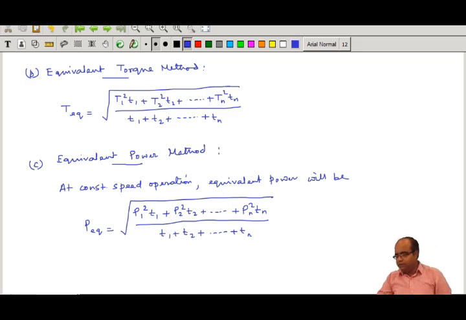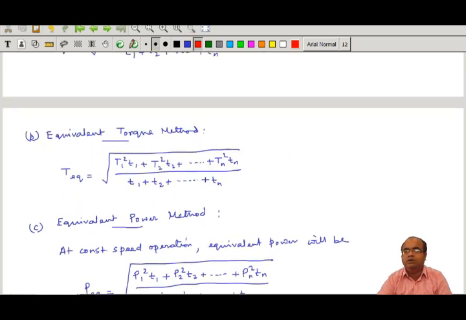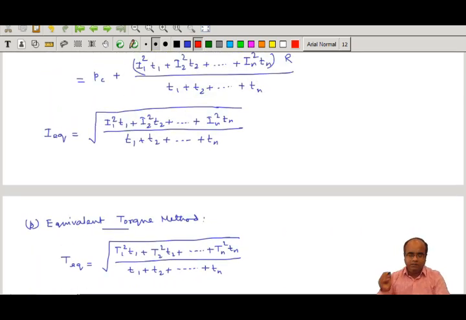Now for the fluctuating kind of loads, we can determine the motor power rating by these three methods. Okay. This is the equivalent power method, equivalent torque method, or equivalent current method. Okay. Thank you.